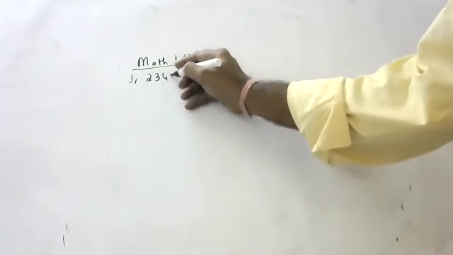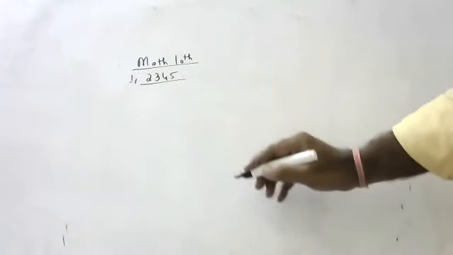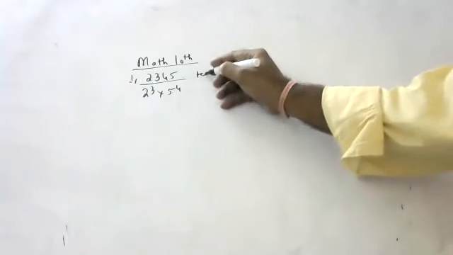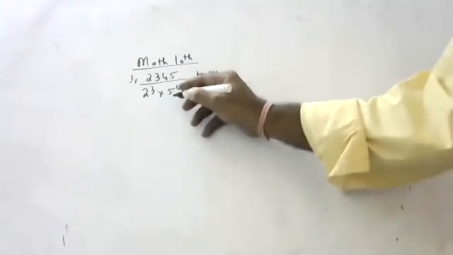2, 3, 4, 5, 7 divided by 2 cube into 5 to the power 4. Is it terminating or not terminating, children? Terminating. It is terminating, children, because the denominator has only 2 and 5.